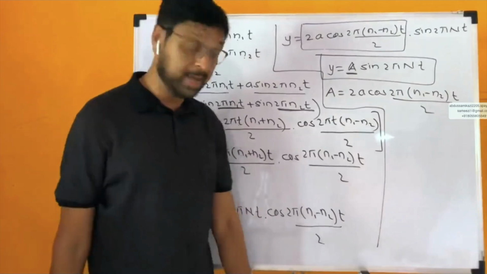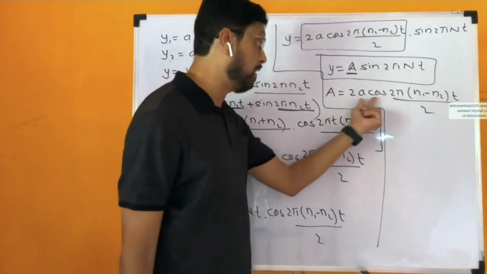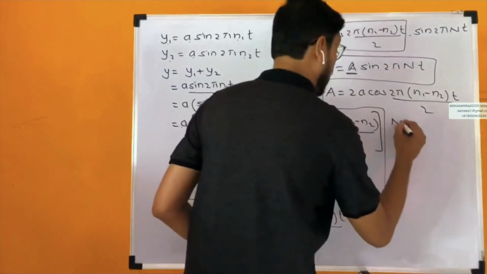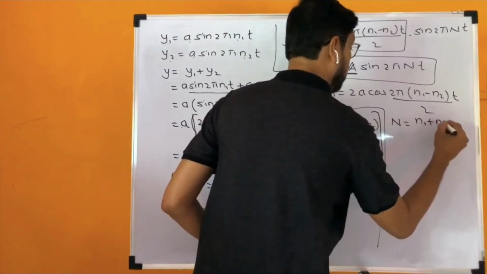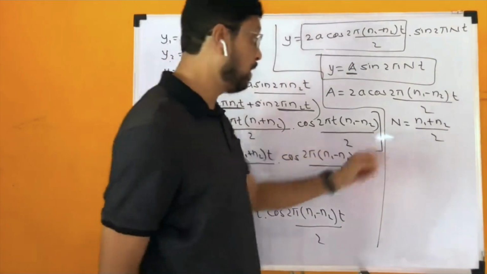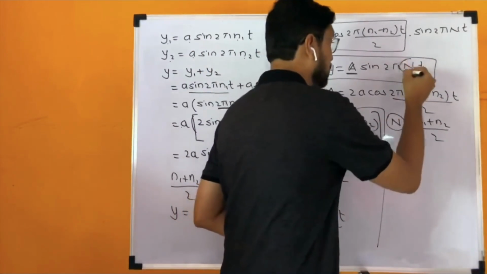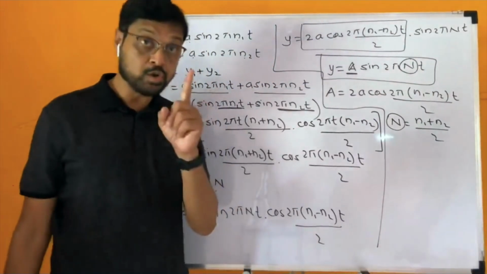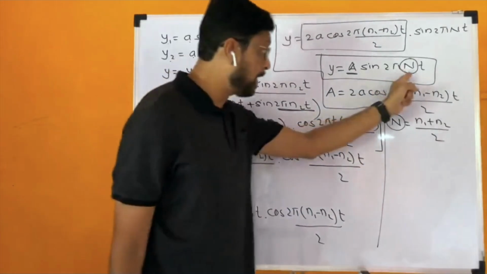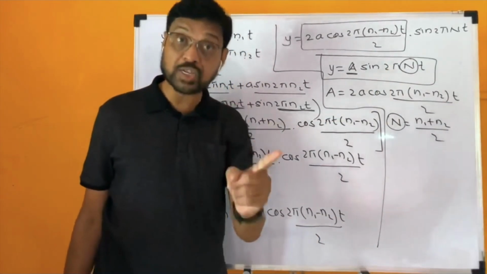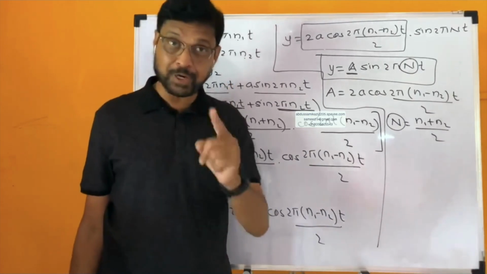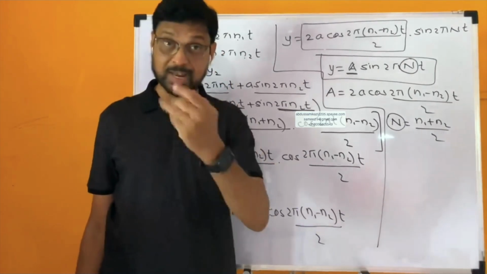What is the value of capital A, the amplitude of beats? 2A cos 2 pi (n1 minus n2) into t by 2. And capital N is (n1 plus n2) by 2. And this capital N is not the frequency of beats. Remember that very well. This capital N is not the frequency of beats. Because what definition did we give for the frequency of beats? What was the definition that we saw in the last lecture?